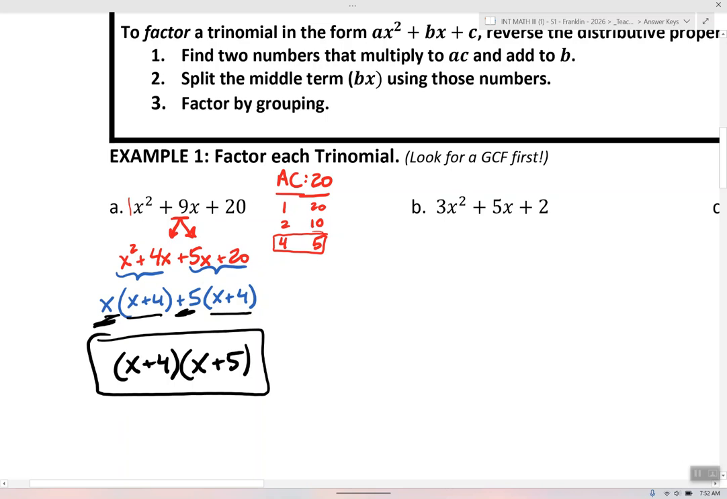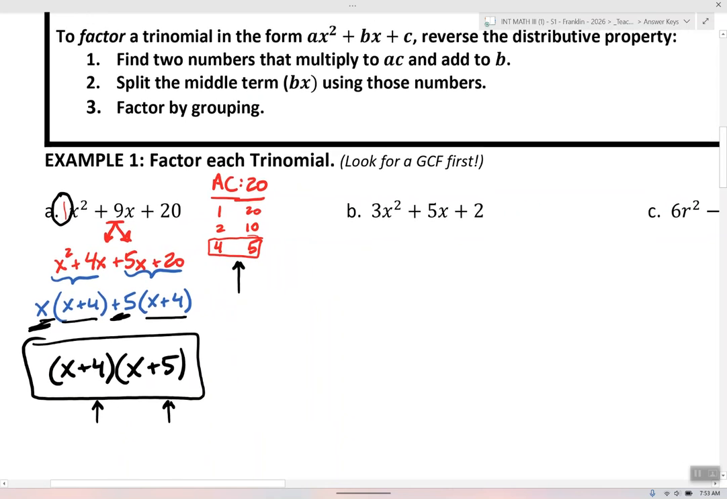Now I would like to note that these numbers here, x plus 4 and x plus 5, are the same numbers we found here, the two factors that multiply to 20 and add to 9. And this will always happen when you have a leading coefficient of 1. When 1 is your A value, the two numbers you find that multiply to AC and add to B will always be the numbers that show up in your factors at the end. So if you're confident about that and you trust that statement, you can go straight to the answer once you find those two numbers if your leading coefficient is 1.